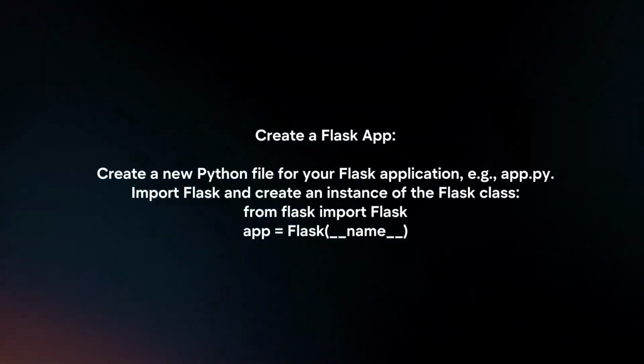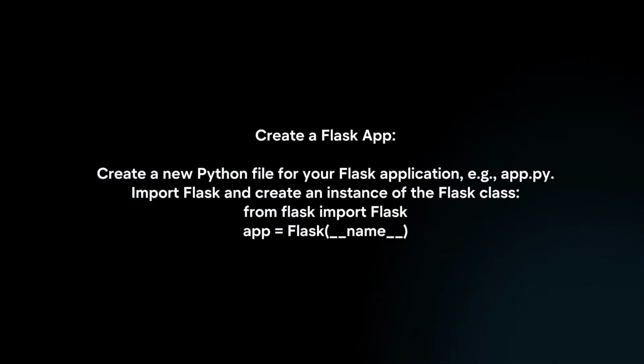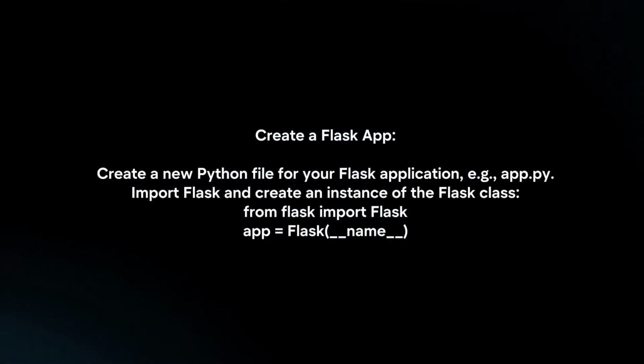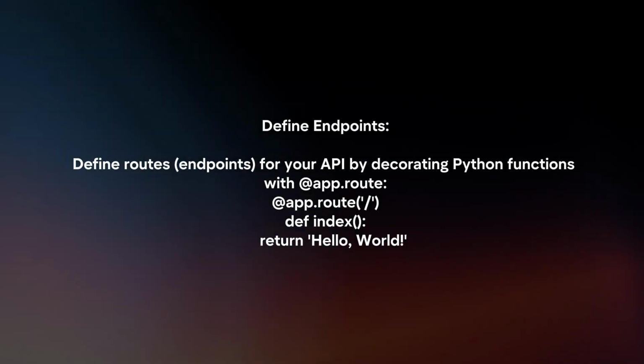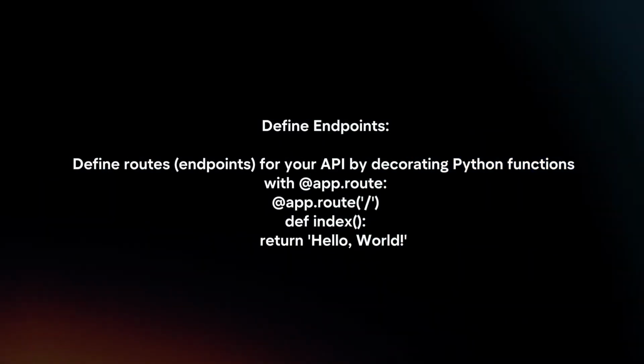Create a Flask app. Create a new Python file for your Flask application. Example, app.py. Import Flask and create an instance of the Flask class. Define endpoints. Define routes for your API by decorating Python functions with app.route.